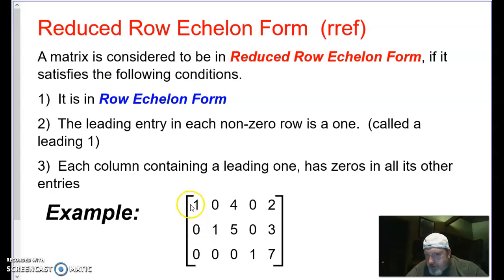So notice here, first column we have 1, the other 2 are zeros. In row 2 we lead with a 1, the other 2 are zeros. This row doesn't matter because it doesn't have a 1. We get right here, this one leads with a 1, the other 2 are zeros. So that's what makes this reduced row echelon form, or shorthand form of that is RREF.